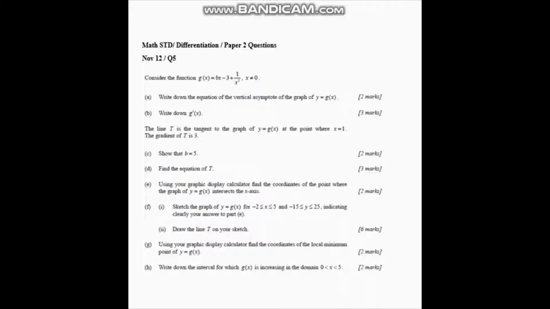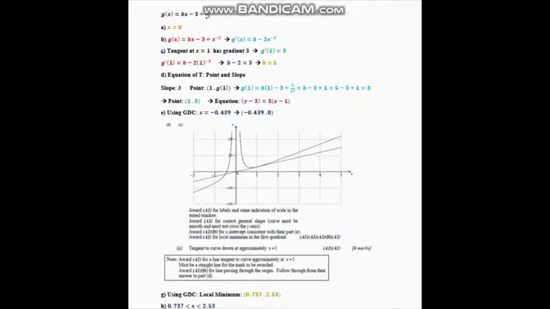Next, you are required to draw the line T on your sketch. So let's take a look. There is the marking scheme version of the graph, and we have to draw a tangent line to the point where x equals 1. So let's quickly scan what they require in their instructions for the marking scheme.